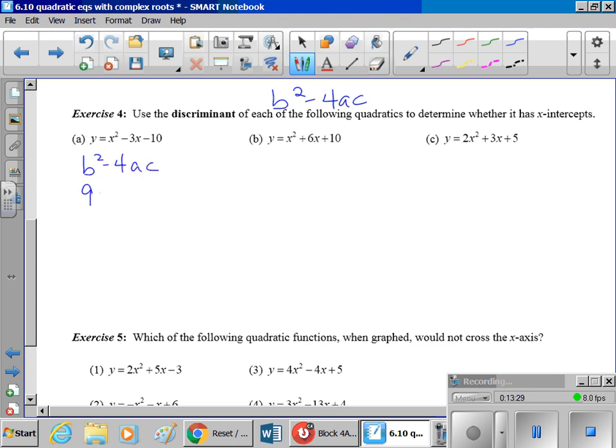So b squared is 9 minus 4 times a times c. So you get 9 plus 40, which is 49. So yes, we are going to have x-intercepts for this one because we have a nice positive number.